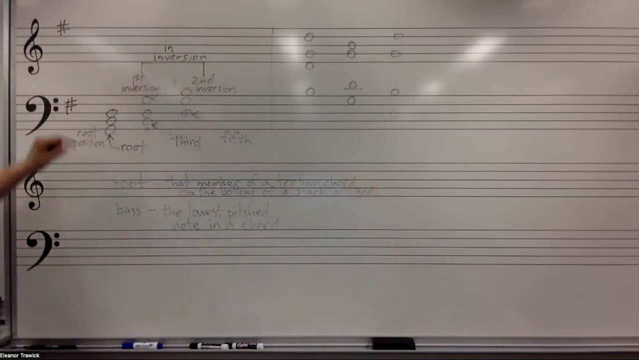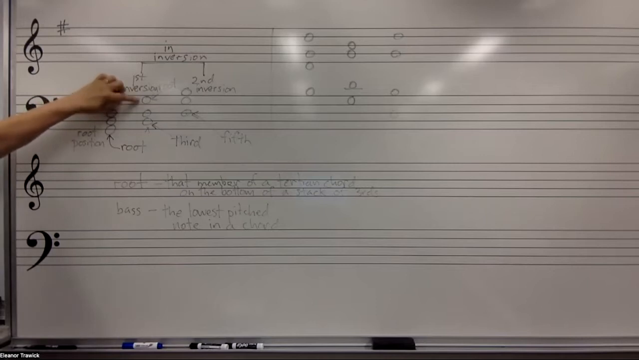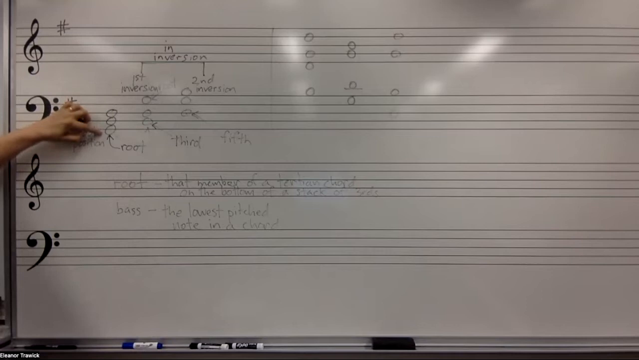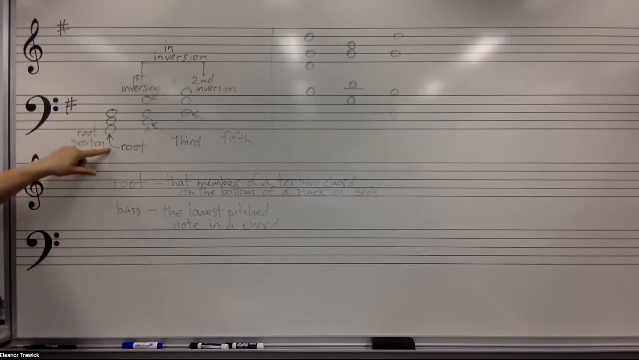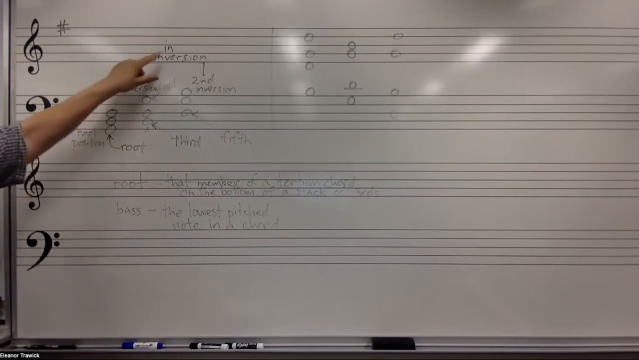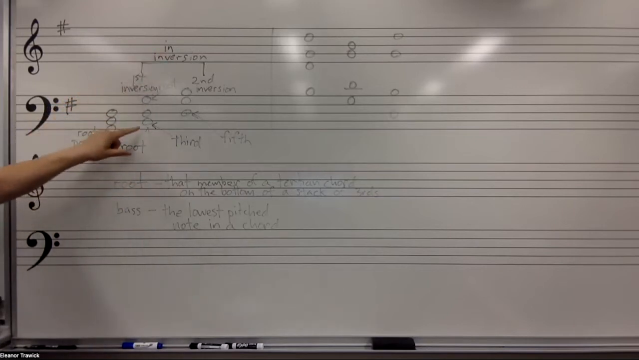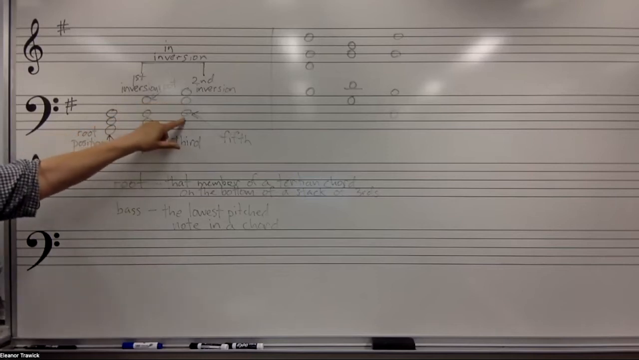Okay, so when we take the notes of G major, G, B, D, and we stack them up so that we have a stack of thirds, not a stack that includes a fourth like we do here, but a stack that includes only thirds, the bottom note of that stack is the root of the chord. When a chord is in root position, the root and the bass are the same note. When a chord is in inversion, the bass note is not the root, and the root is not the bass note.